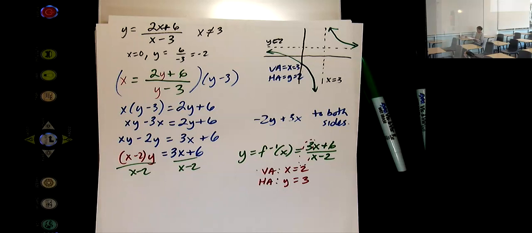Any questions? Did the exponential section make sense? This was just drafting some of them.